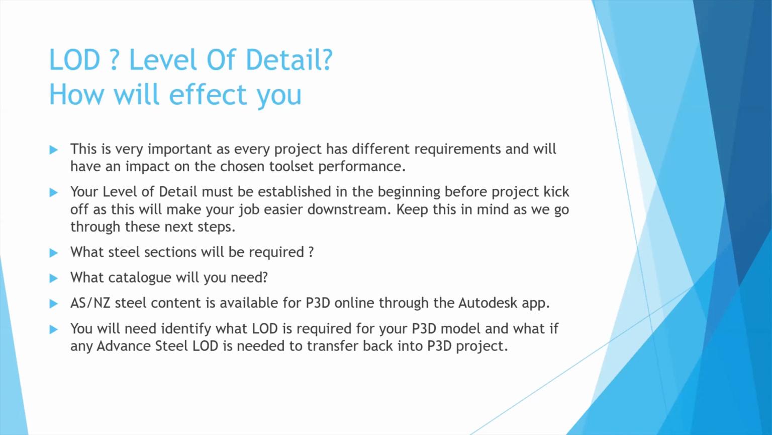It's pretty easy to find. You type in Plant 3D content, and it'll pop up pretty quick in a Google search. So going forward from there, you need to identify what level of detail is required for your Plant 3D model, and what, if any, Advanced Steel level of detail is needed to transfer back into Plant 3D. So that is probably a bit of a critical question as well.